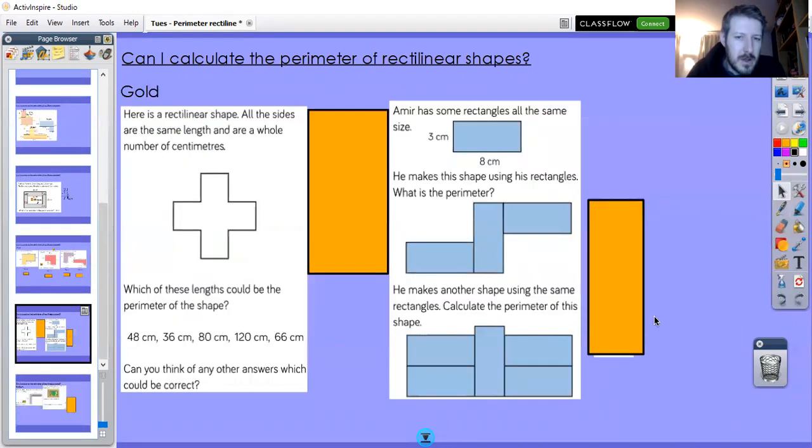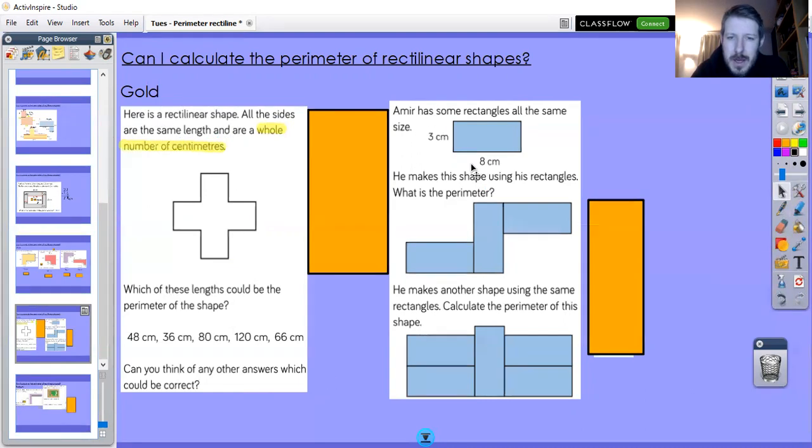Okay, goal question, so something a little bit more for you to think about this time. A rectilinear shape, all the sides are the same length and are a whole number of centimeters. So key bit, they are a whole number of centimeters, so not a decimal. Which of these lengths could be the perimeter of the shape? Can you think of any other answers which could be correct?